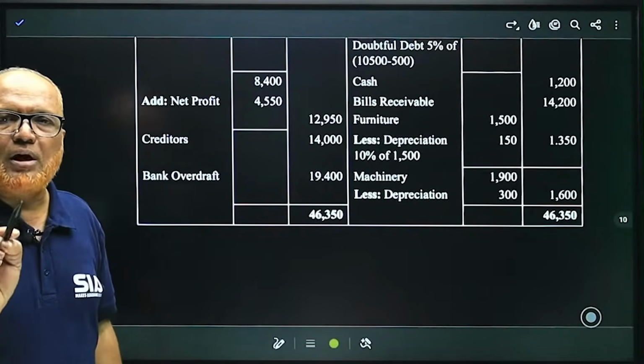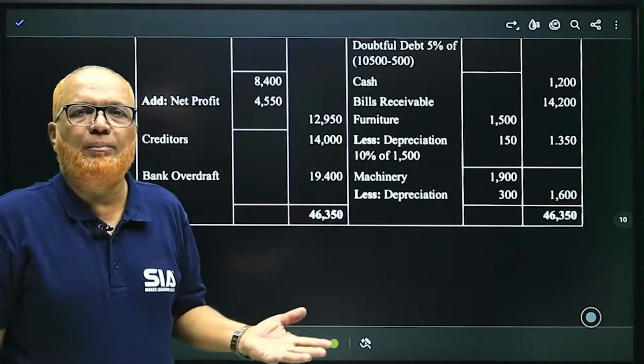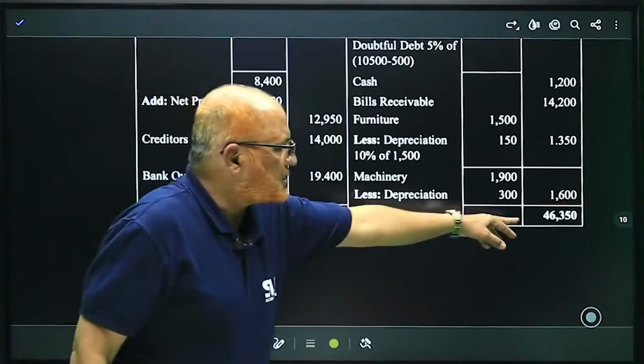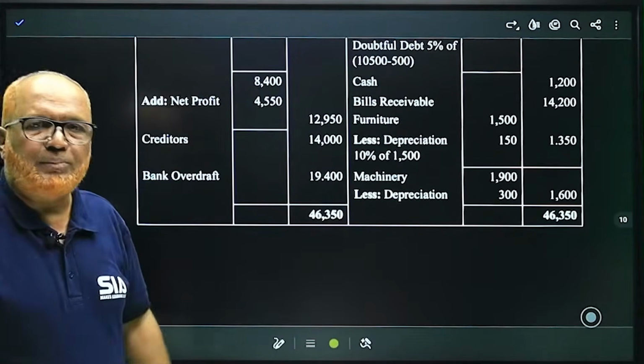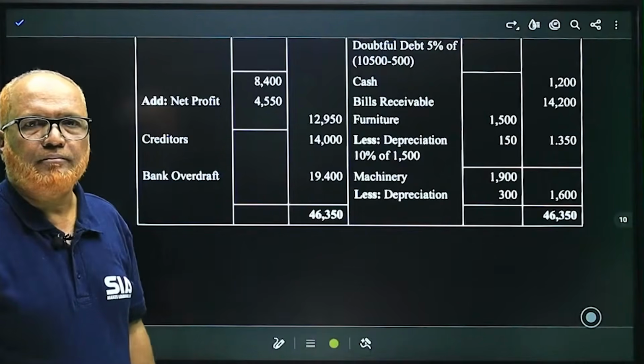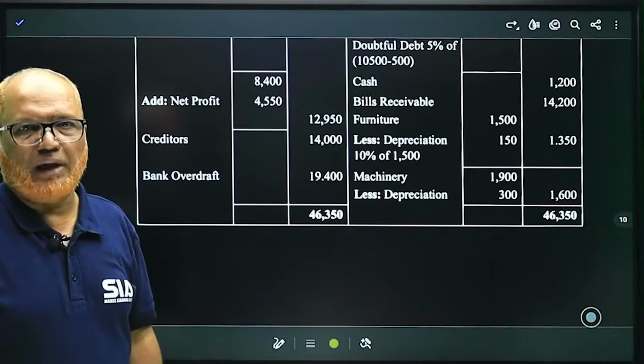So if you do not commit any mistake, the totals of assets and liabilities will be equal. So we got 46,350 here, and here also 46,350. The balance sheet tallied. The statement of affairs tallied. So this is the procedure of preparing the statement of affairs.